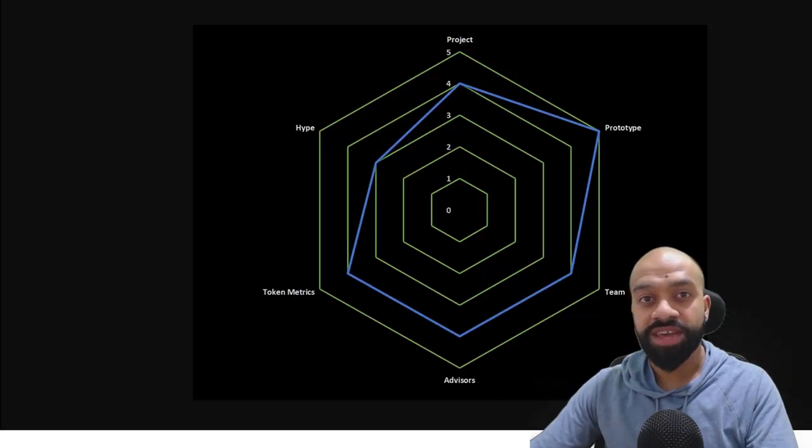Now, moving back on, if we have a look at the team, overall the team to me are well versed, certainly within software development, with PhDs within physics. A third of the team have blockchain experience. The remainder are very well versed overall. So I've given that an overall grading of 4.